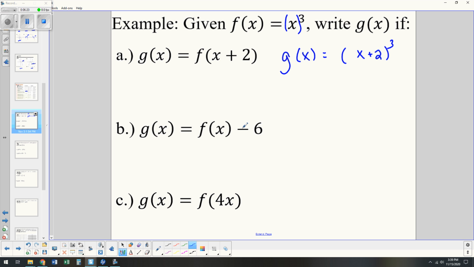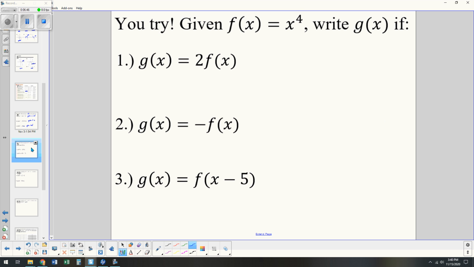So this one, they're showing us a minus 6 afterwards. So that means after I do my x cubed, I'm going to put a minus 6 afterwards. And for this one, the 4x is inside the parentheses. So that means inside the parentheses, I'm going to put 4x. All right, and that's all we had to do for these. So you go ahead and try these three. Notice we're doing x to the fourth this time, so just make sure in your answers you include x to the fourth. Pause it and I'll show the answers.